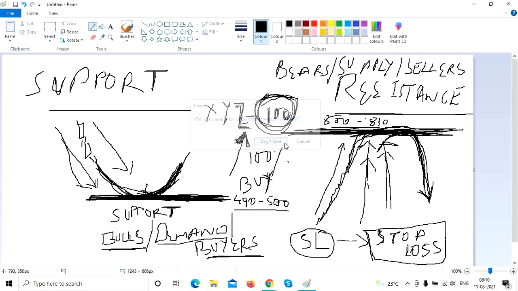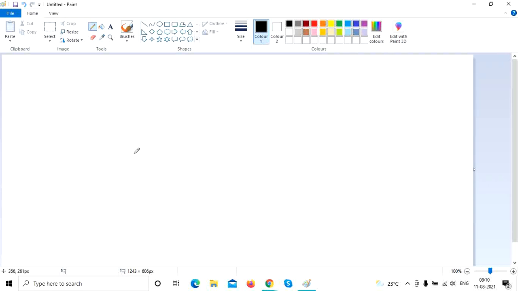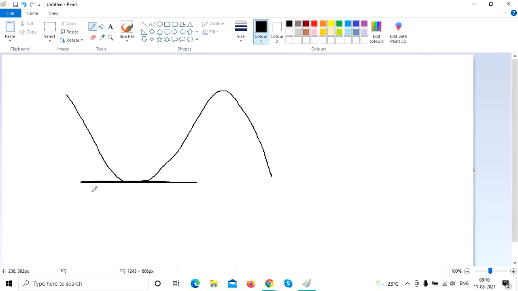Now let me take a new screen here. Say the price has fallen, the price has risen. Now you have identified a support here. Let's say we call this support the 200 to 210 area.